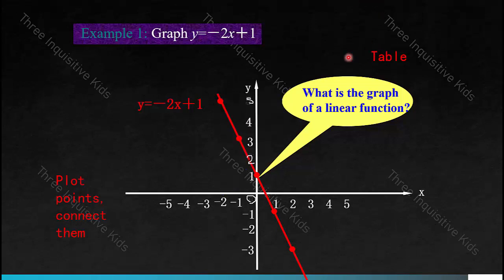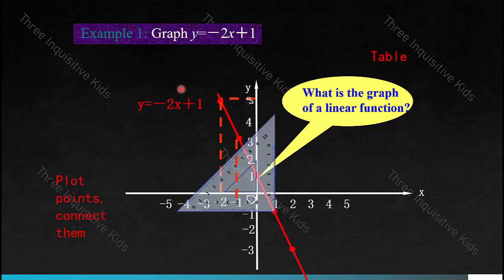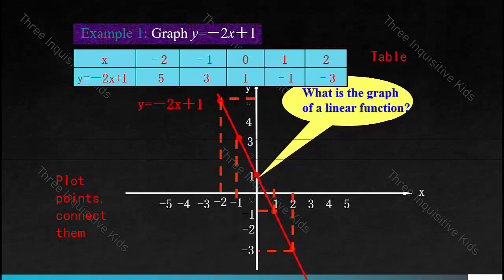So here we create a table, and the table should come up right there. All right, so basically, this is the table we have. The top is x and the bottom is its corresponding y value, which is negative 2x plus 1.